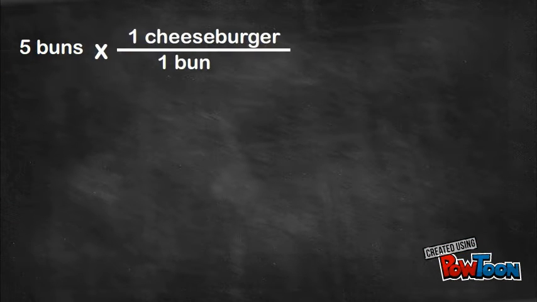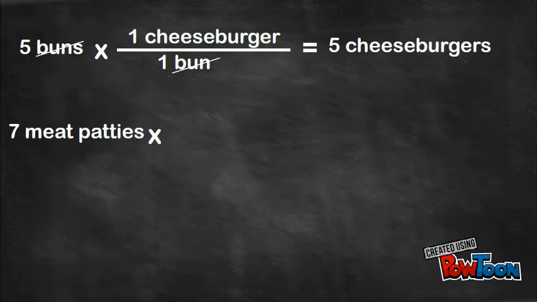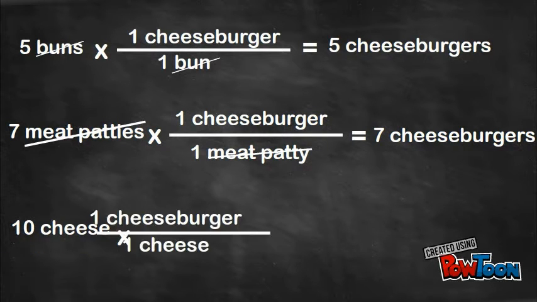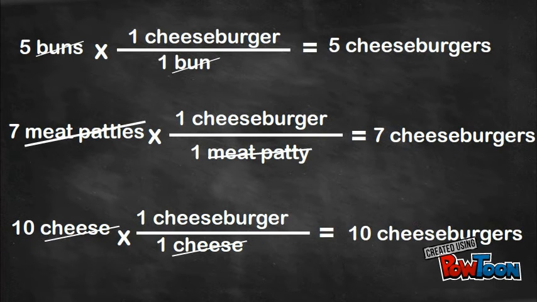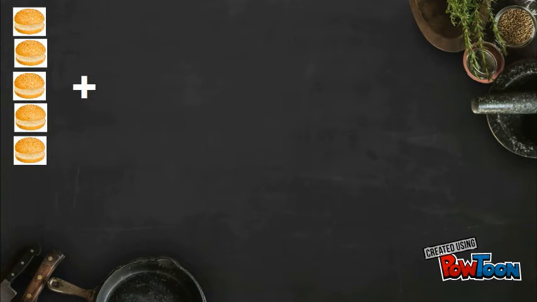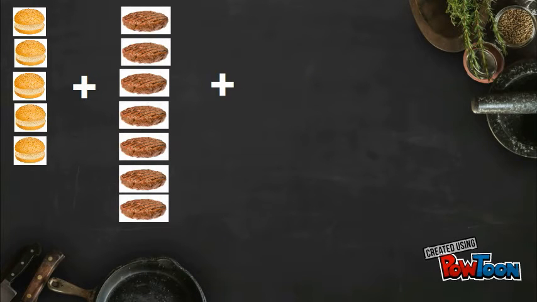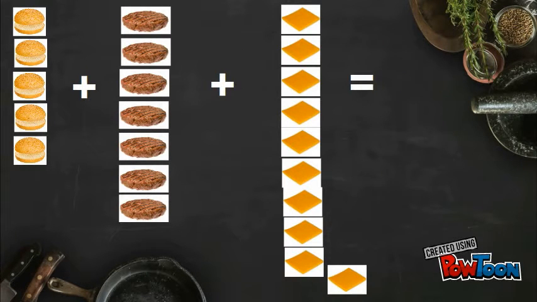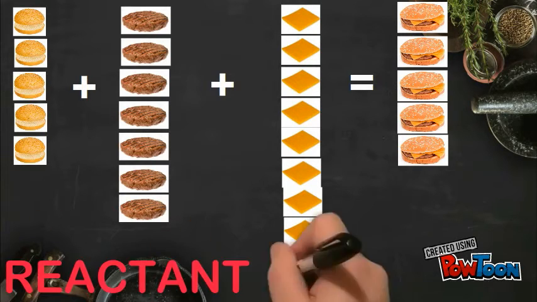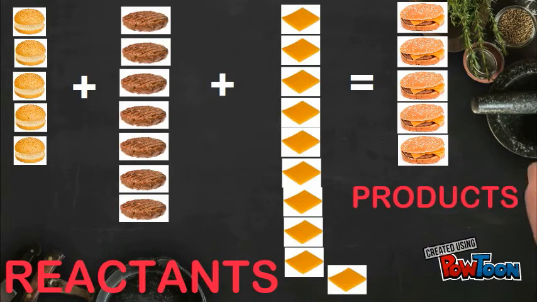Well, with the amount of buns you have, you could make 5 cheeseburgers. With the amount of meat you have, you could make 7 cheeseburgers. And with the amount of cheese you have, you could make 10 cheeseburgers. So the amount of cheeseburgers you can make is 5, because you will run out of buns after the 5th cheeseburger. In terms of chemistry, we would think of buns, patties, and cheese as the reactants, and the cheeseburger as the product.